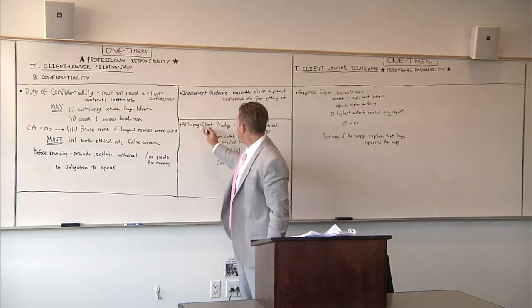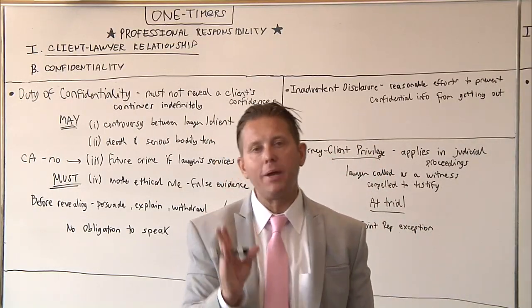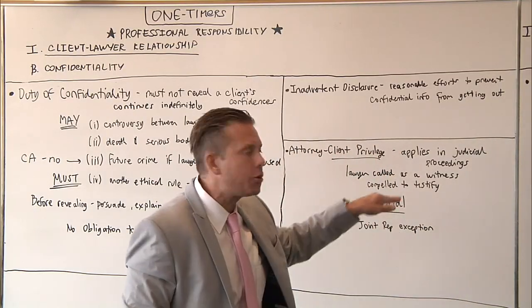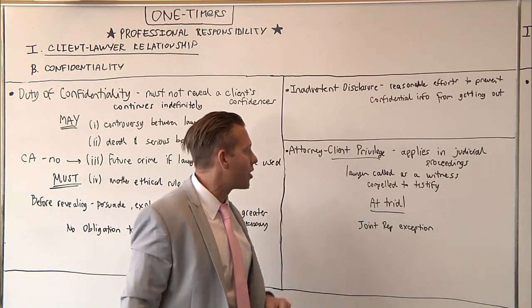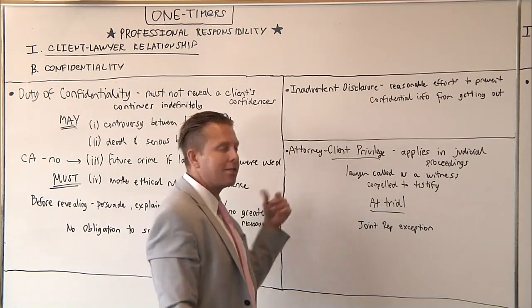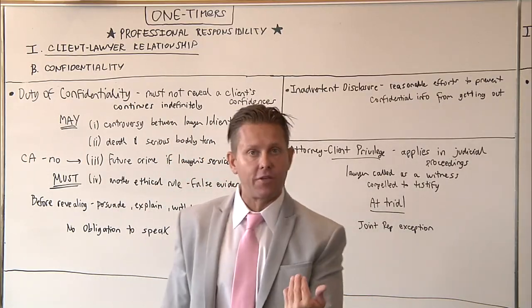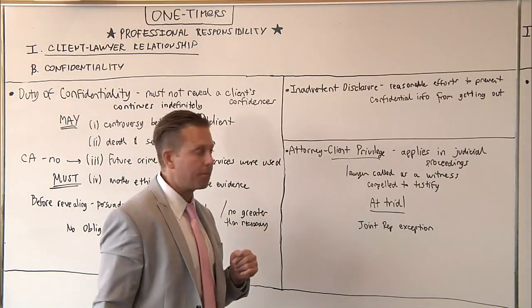Whereas the attorney-client privilege is a testimonial privilege, which means it applies in any judicial proceeding where the lawyer is going to be called as a witness and compelled to testify against the client. The lawyer can say, hey, I'm asserting the attorney-client privilege. Of course, the client can also prevent the attorney from testifying.